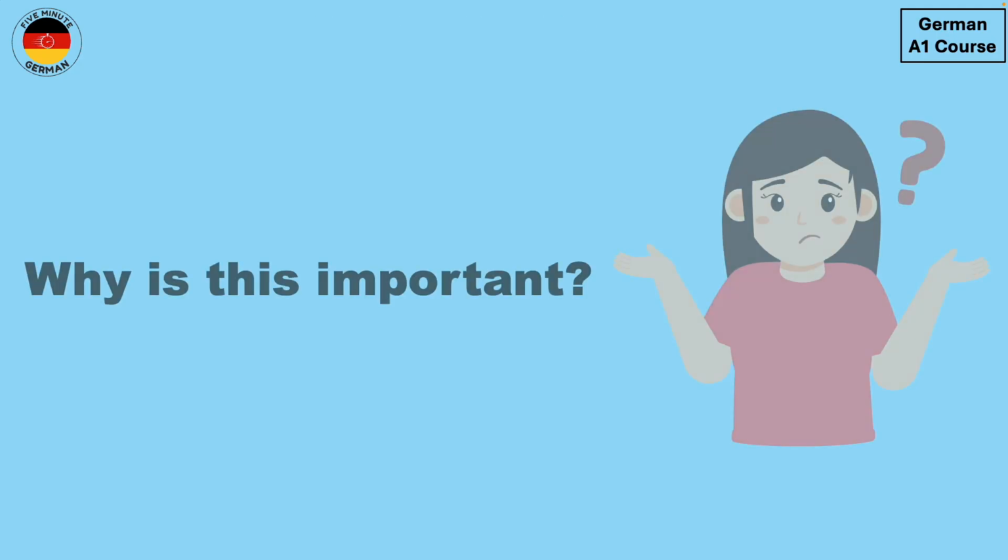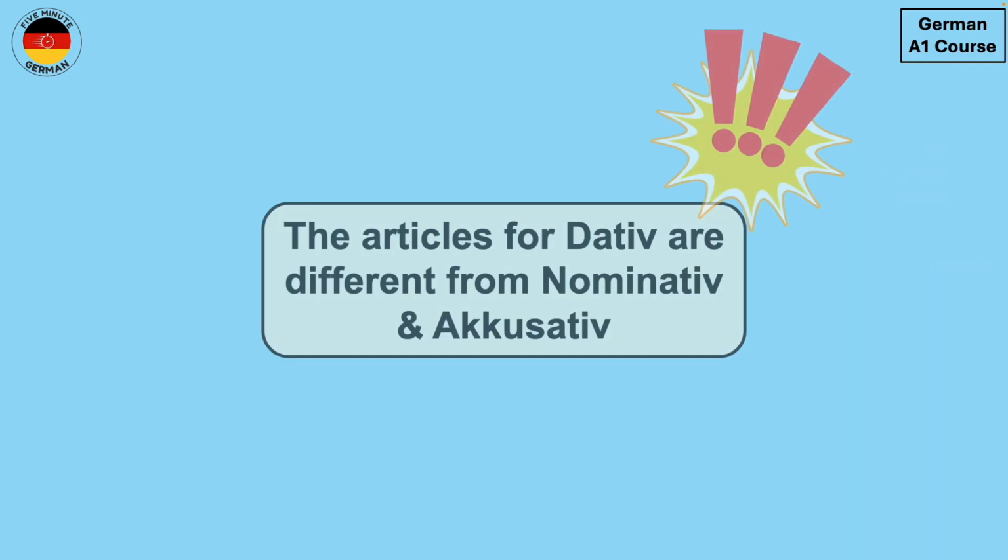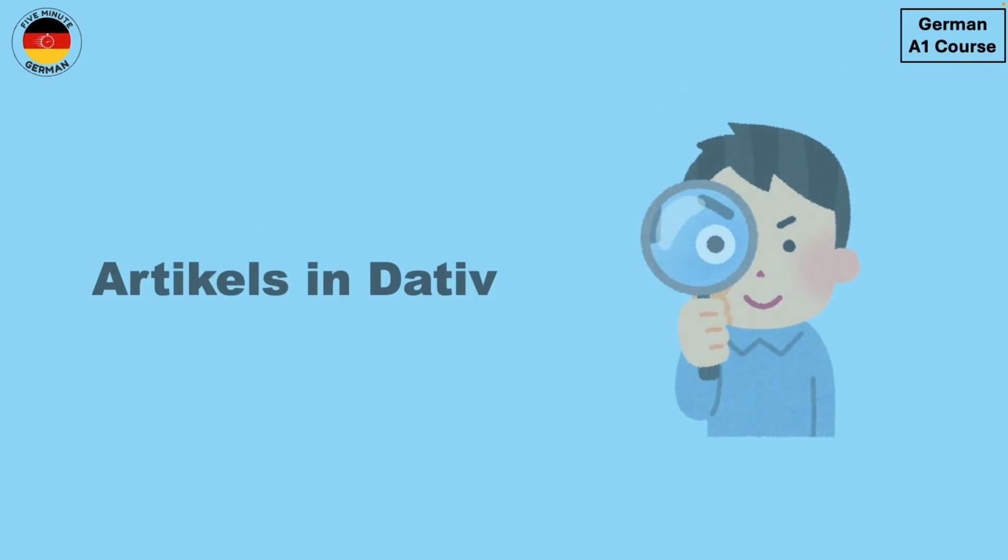But why is this important? Why are we learning this? The reason is that in German, the articles for dative are different from nominative and accusative. And when you are talking about the dative, then you have to use the correct articles. Now let's take a look at the articles in dative.